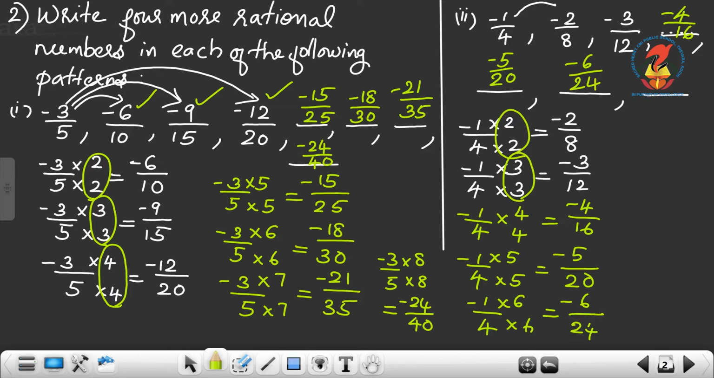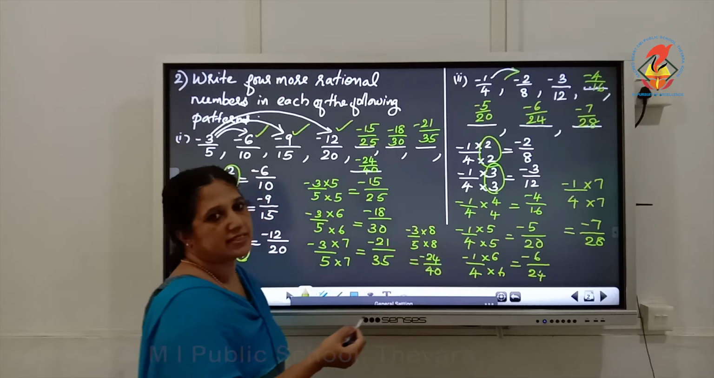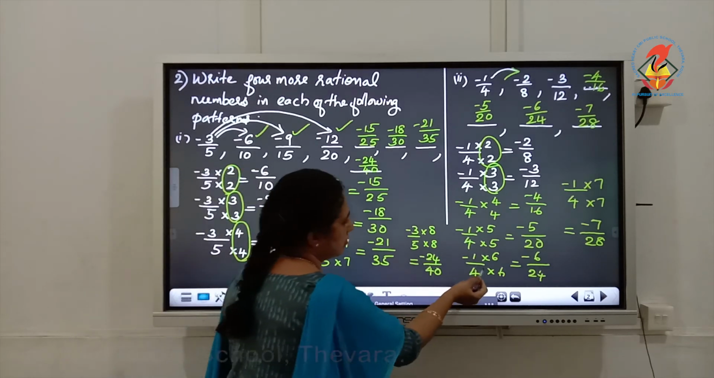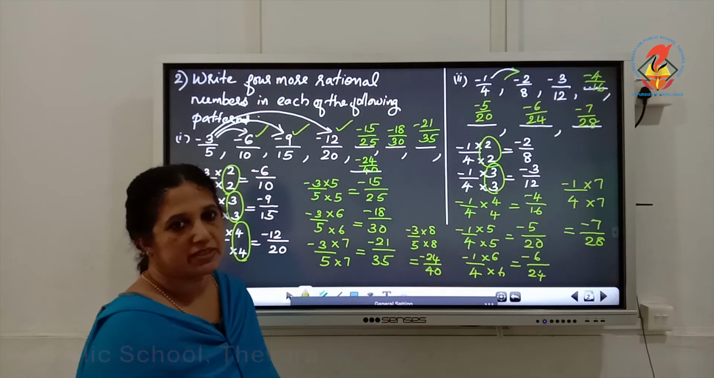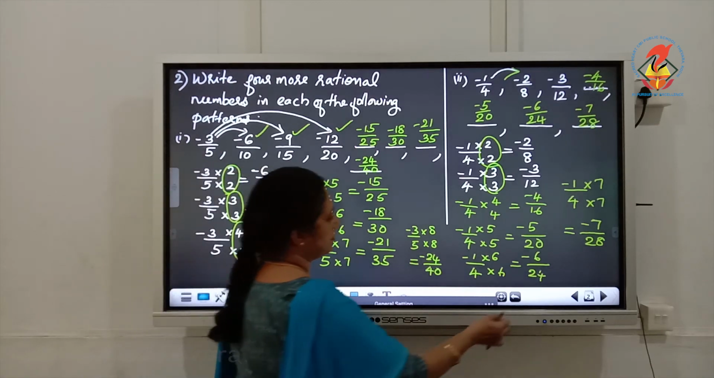Now we need one more. So we have to multiply negative 1 by 4, both numerator and denominator, with a 7. So we will get negative 7 by 28. So we can write negative 7 by 28. So we got 4 more rational numbers. So find out the relation between the first and the second, and the first and the third. Then arrive at a conclusion that we have to multiply with which integer.